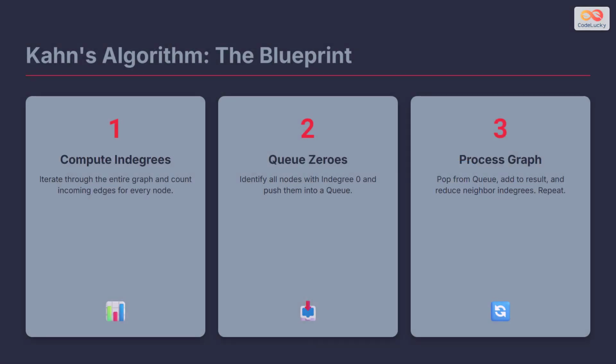Here is the high-level blueprint of Kahn's algorithm. It happens in 3 main steps. First, we compute the Indegree for every node in the graph. Second, we identify all nodes with 0 Indegree and add them to a queue. Third, we process the graph by removing nodes from the queue and updating their neighbors.